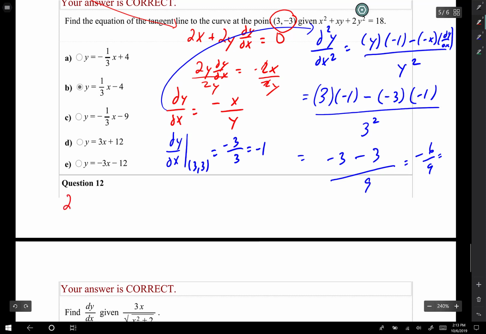So 2x plus, product rule, first times derivative of the second, plus second times derivative of the first. The derivative of x is just 1, plus the derivative of 2y squared is 4y dy/dx equals 0. So I already have a point. All I need is dy/dx, guys. So I'm going to move everything else to the right. Here we go. I'm going to rewrite this as x dy/dx plus 4y dy/dx equals... 4y, thank you guys for letting me know.